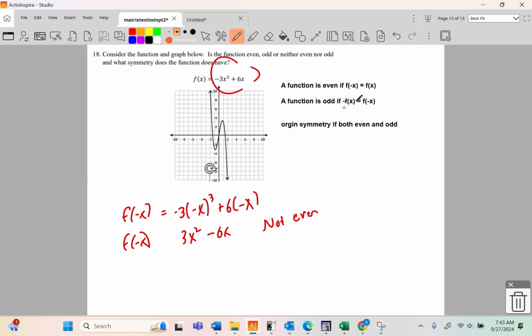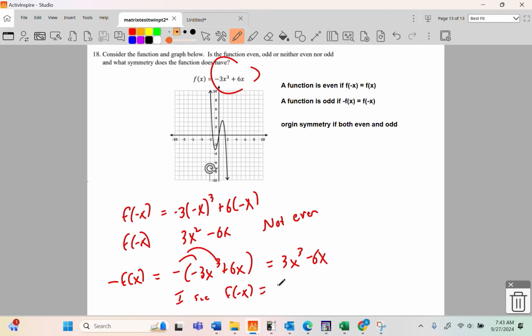I was also supposed to find negative f of x. Negative f of x happens when you take the entire function and wrap it in a negative and then invoke the distributive property. So that would be 3x cubed minus 6x. Now what I notice is I see that f of negative x is the same as negative f of x. This means that the function is odd. It is odd. There are your bonus questions.